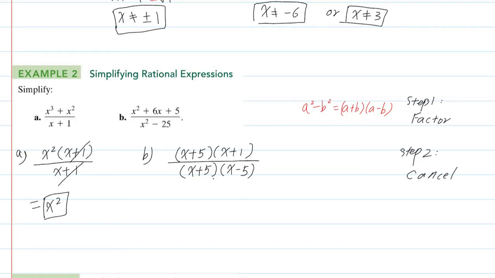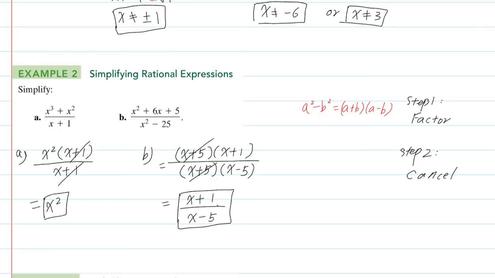They're going to have x plus 5, x minus 5. That is our step 1. Then we have step 2. Step 2 is just canceling. We're going to cancel here. We're going to have x plus 5, x plus 5. We'll cancel that out. Then what is left over is x plus 1 over x minus 5. So that is what you get.